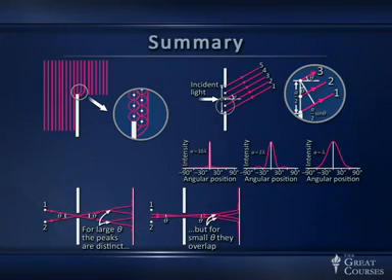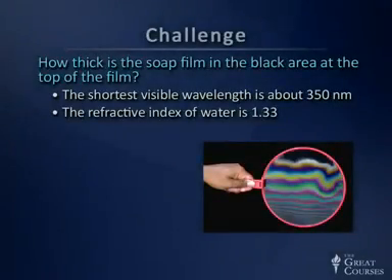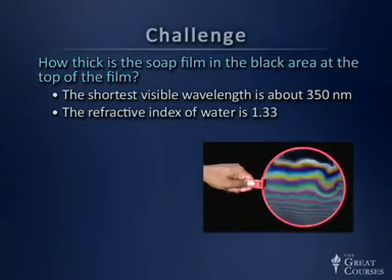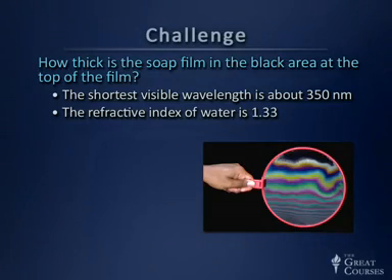So that's it for optics, but before you go, if you're interested in a challenge, here's a challenge for you. That picture I showed you before of the soap film, how thick is the soap film in the black area at the top of the film? The shortest visible wavelength is about 350 nanometers, and the refractive index of water is 1.33. Work it out, I'll come back with the solution.